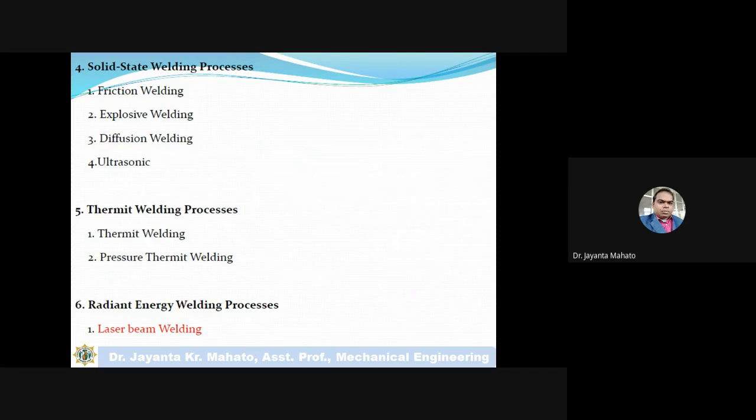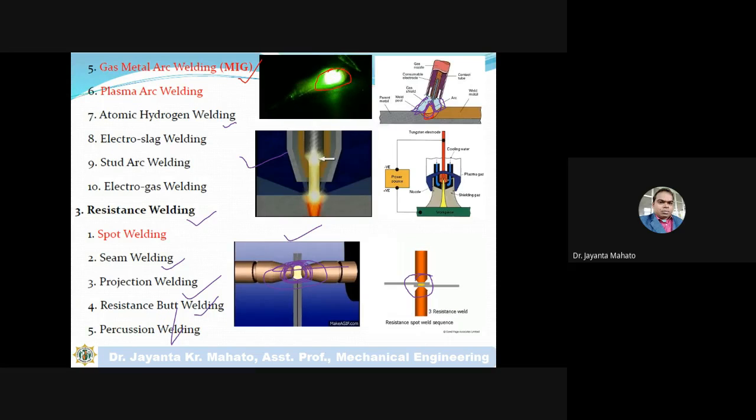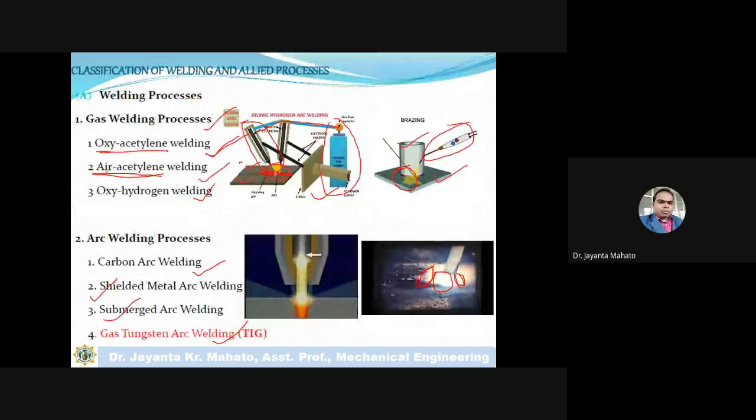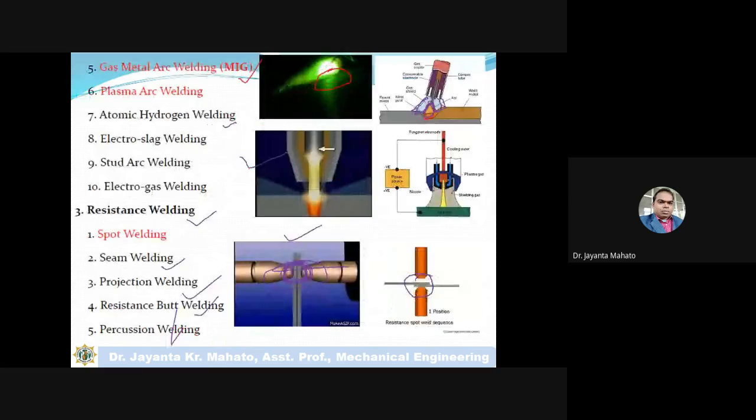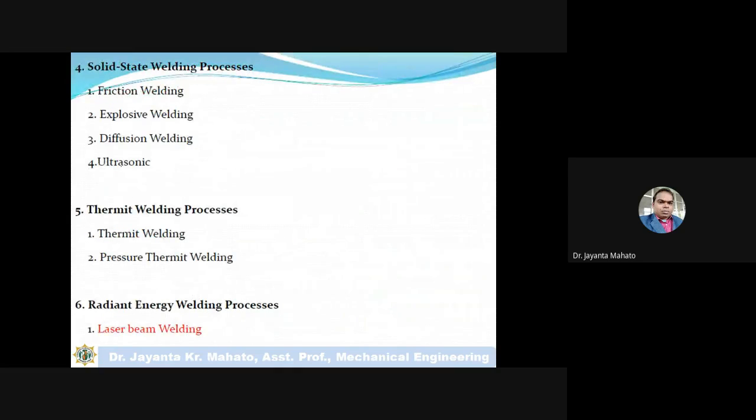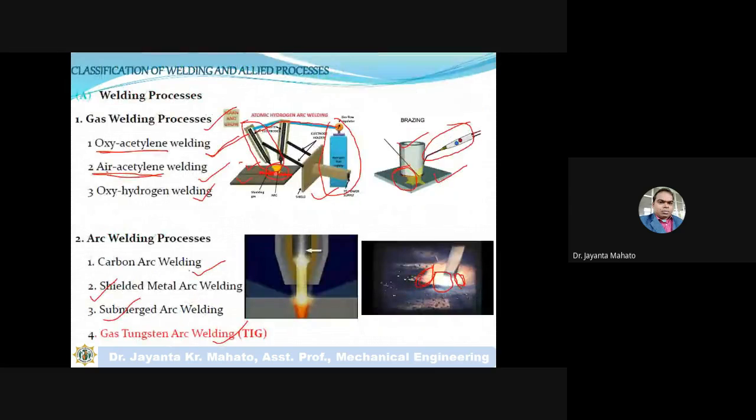Apart from these, the other welding processes are the solid state welding process, thermit welding process, and the radiant energy welding process. So these are the broad classification of welding processes: gas welding, arc welding, resistance welding, solid state welding, thermit welding, and radiant energy welding. From the next lecture, we will discuss in detail the procedure of these different welding processes.